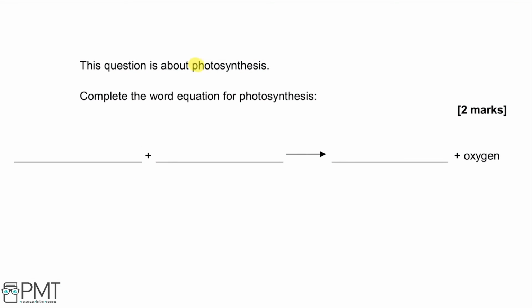This question is about photosynthesis. Complete the word equation for photosynthesis. So on the side of the reactants you've got carbon dioxide and water, and then on your products you've got glucose.